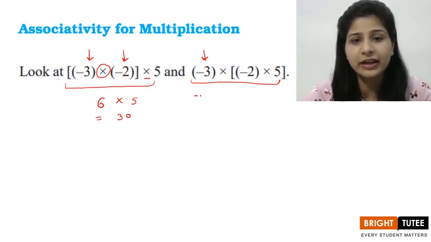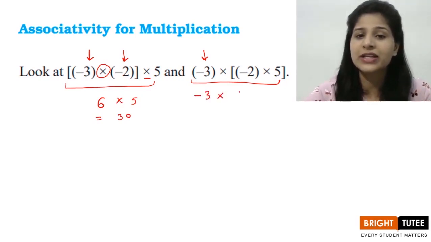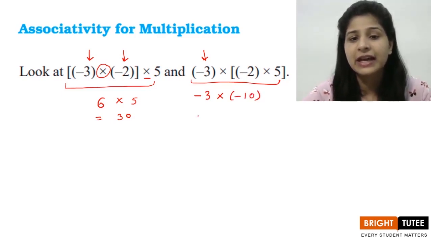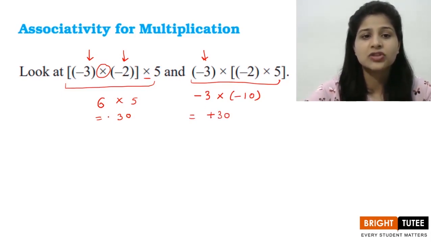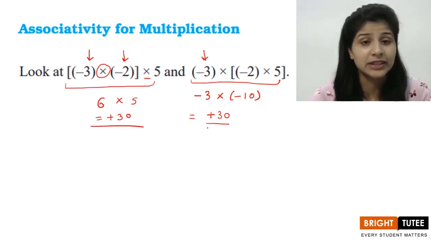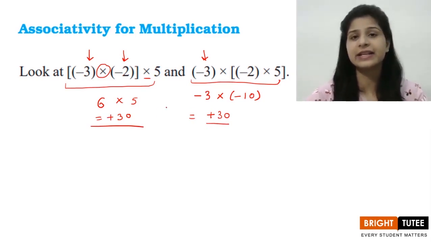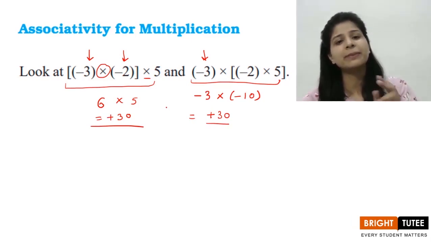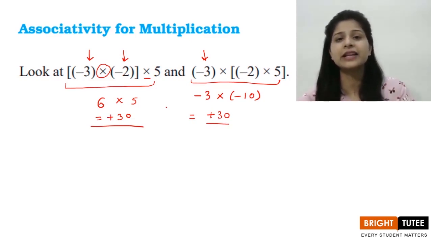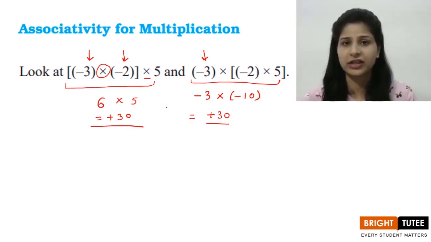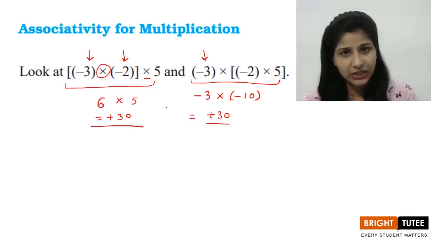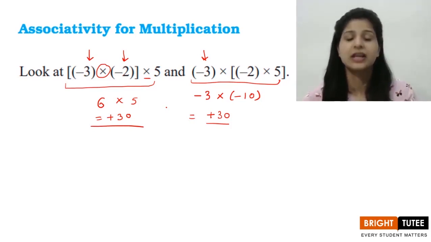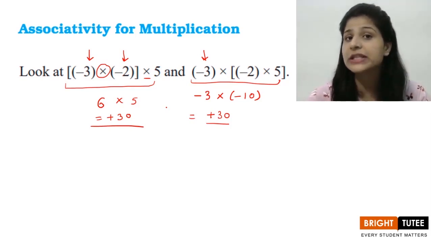Similarly here, minus 3 into, now minus 2 into 5 will give me minus 10, and minus 3 and minus 10 will become in multiplication plus 30. So both of them are positive 30. Is the answer same? Yes. That means it doesn't make any difference if you multiply the first two integers and then the result is getting multiplied with the third one, or you multiply the second and third integer and whatever the product you get, you're multiplying with the first one. The answer is always going to be same.